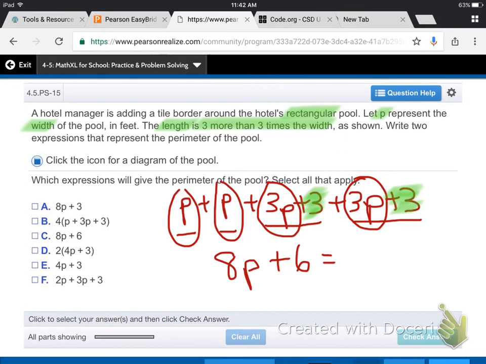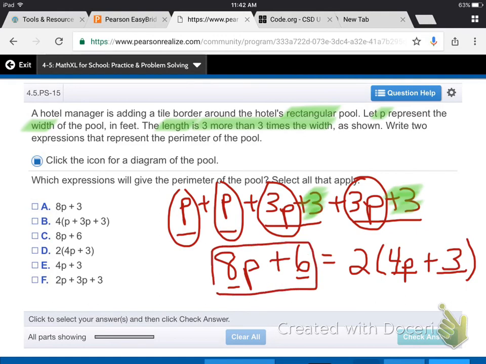Now let's write the factored expression. What's the GCF of 8 and 6? You got it. It's 2, and then I'm going to multiply by something plus something else. And that is 2 times 4, you got it, P, that's 8P total. And then 2 times 3 is 6. So here's one answer, and here is the other answer. Let's find them in the choices. Do you see them? Here's one. And here's the other one. Good job, boys and girls.